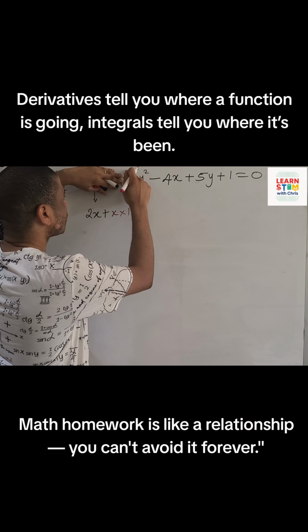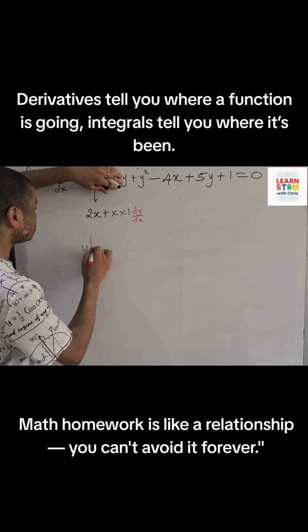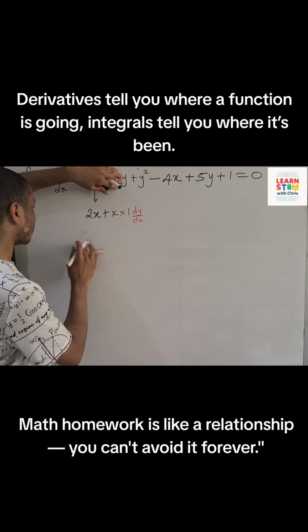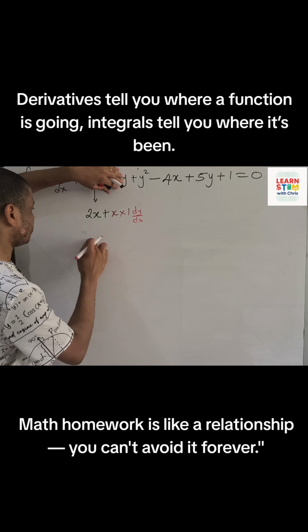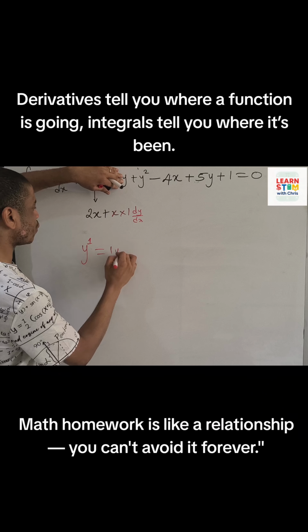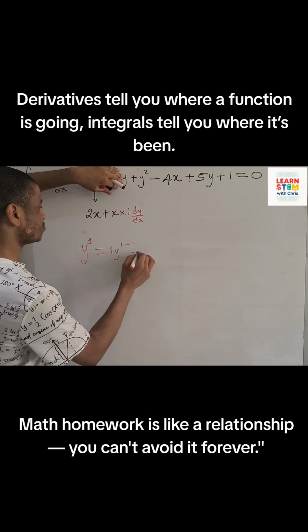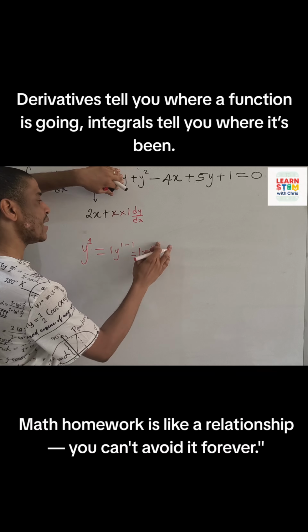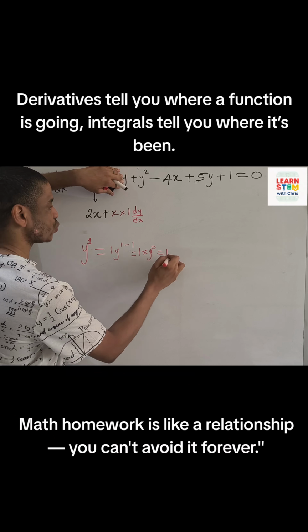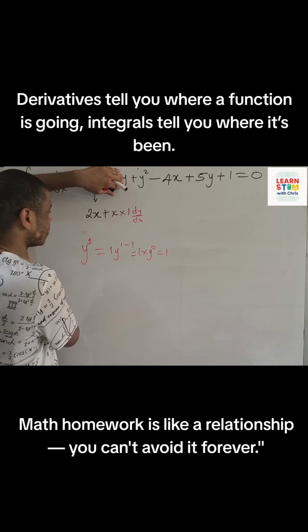Because if you differentiate y to the power of 1, bring the 1 down, so 1 times y to the power of 1 minus 1. So this will be 1 times y to the power of 0. Anything to the power of 0 is 1. So 1 times 1 is 1. That's how I got that.